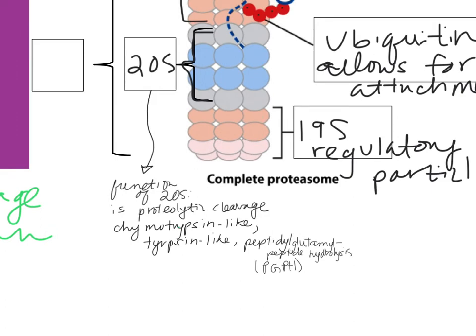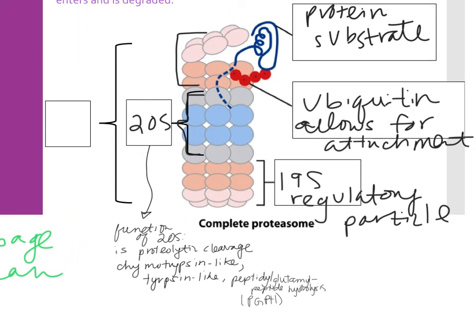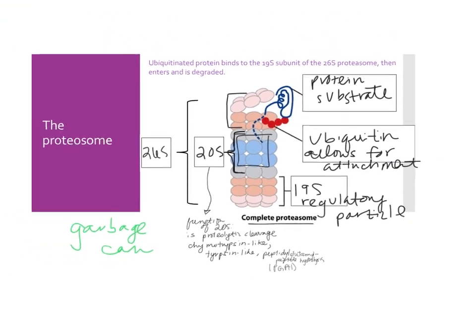So basically the core of this, the 20S core piece, is the part where it's going to be broken into all of its little amino acid and little peptide pieces. And then the entirety put together is called the 26S, or the complete proteasome. Okay, so those are the parts.